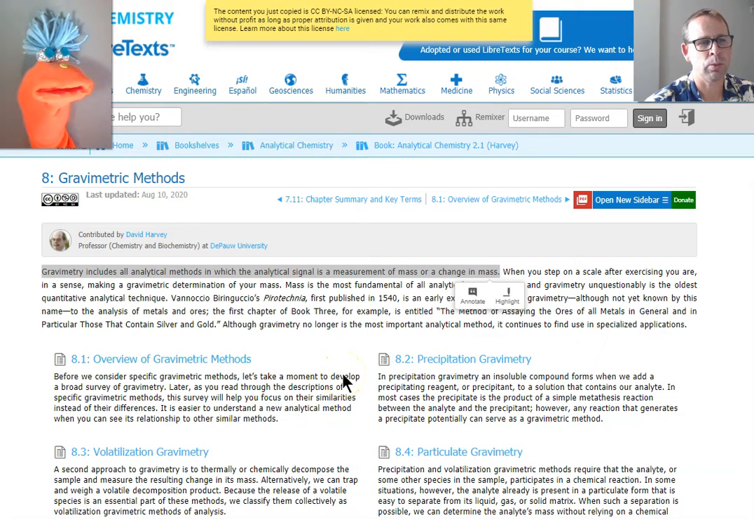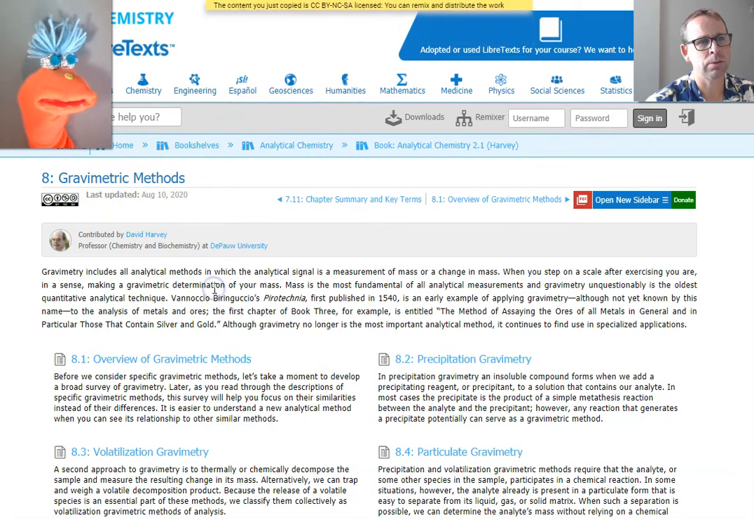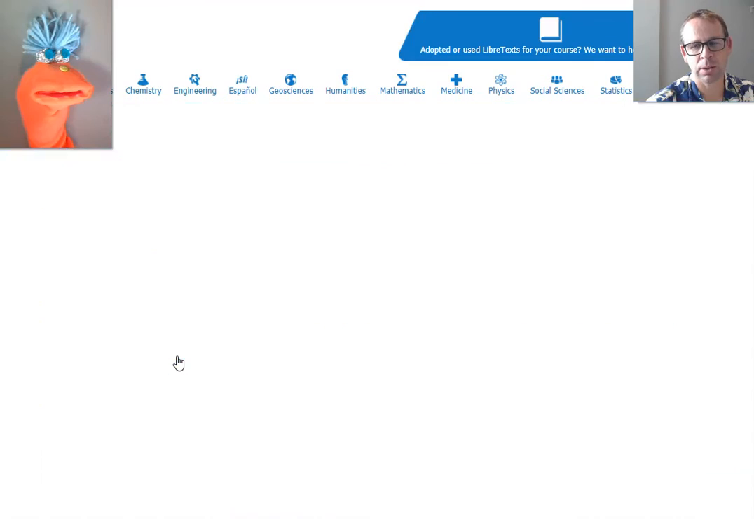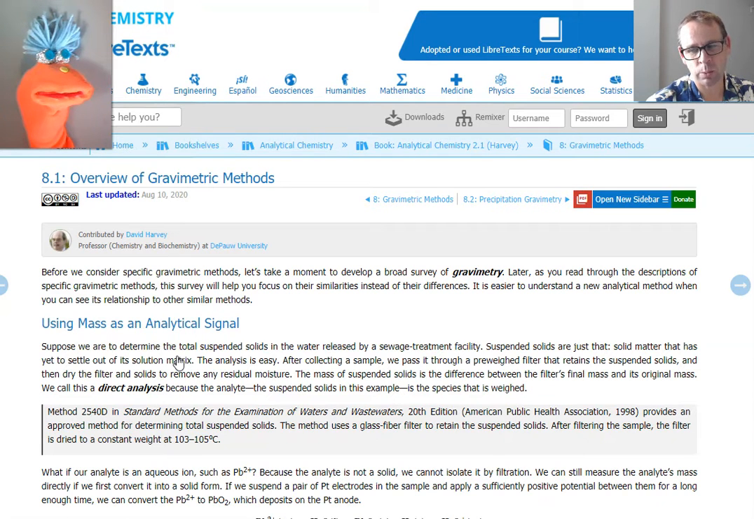All right, so we're going to talk about specific methods for a while. The first one we're going to talk about is gravimetric methods. What do you think of when you hear gravimetric? Gravity? Very good. So we're measuring the mass, and gravimetric methods are all about analytical methods in which the signal is the mass or a change of mass.